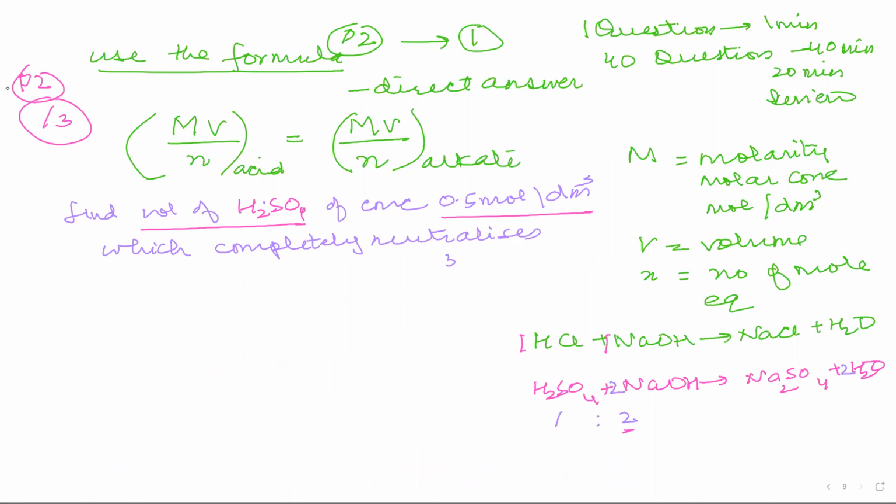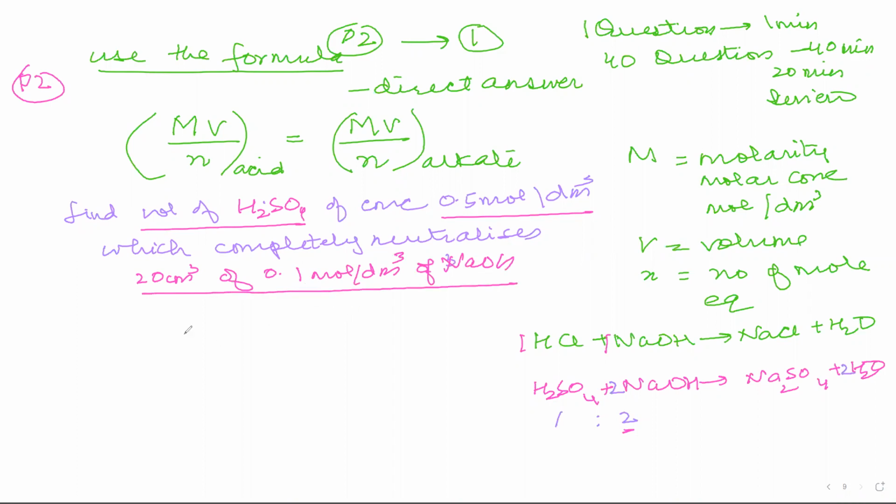Now let's suppose this question is given to you as a question 2, paper 2 question. So we will be starting with the chemical whose both the values are given to you. Oh, I have erased the rest as well. Find the volume of sulfuric acid which completely neutralizes 20 cm cube of 0.1 molarity, mole per dm cube, of NaOH. Okay, so this is the chemical whose both volume and concentration are given to you.